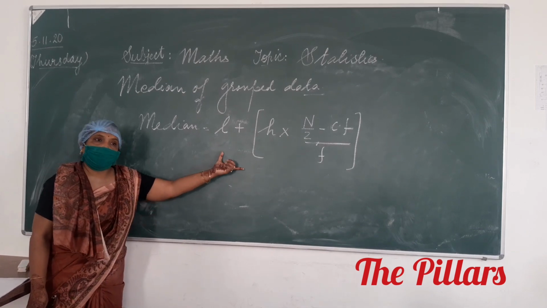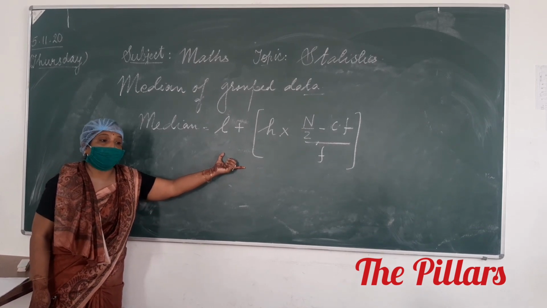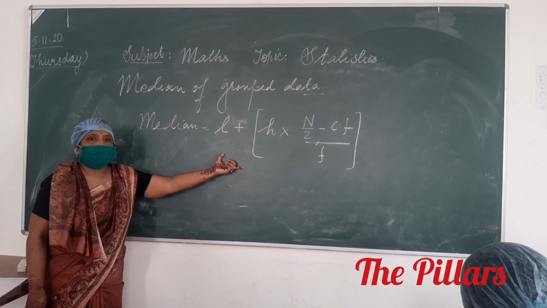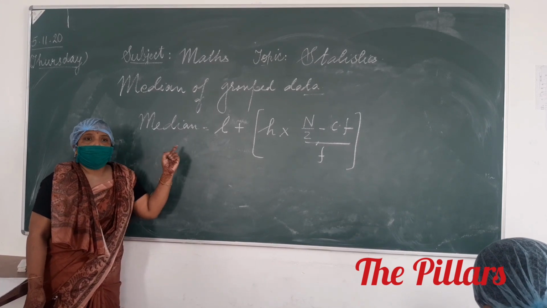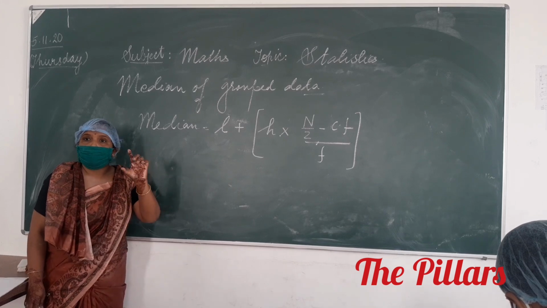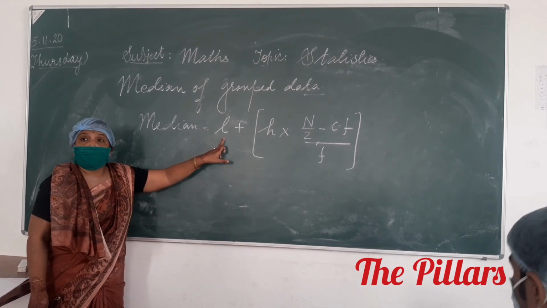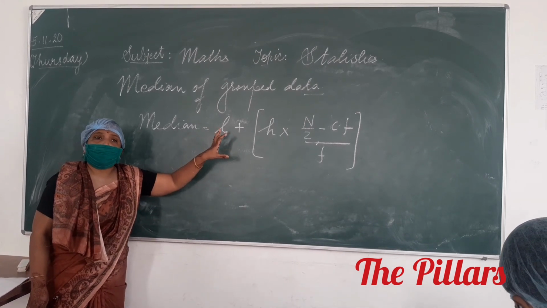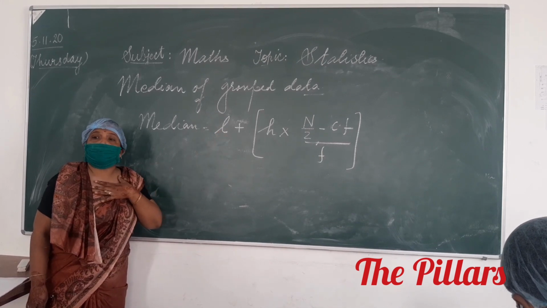This is the formula. Have you written it, Atul? Write down, beta. When are you going to use this formula? When your data are given in group form. In order to find out the median, first of all, we see, look here.